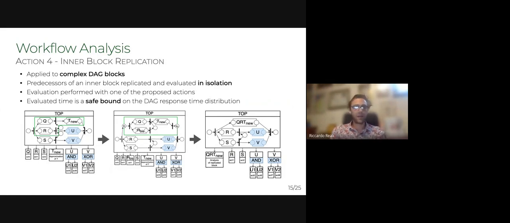And then replaced by an activity block. Since we assume that transition or inner block of the considered block are positively correlated, it is possible to show that the computed response time is a safe bound for the real response time distribution. In the example, the replicated block is the one formed by TNU and its predecessors, which is then replaced by the activity block QRT new.